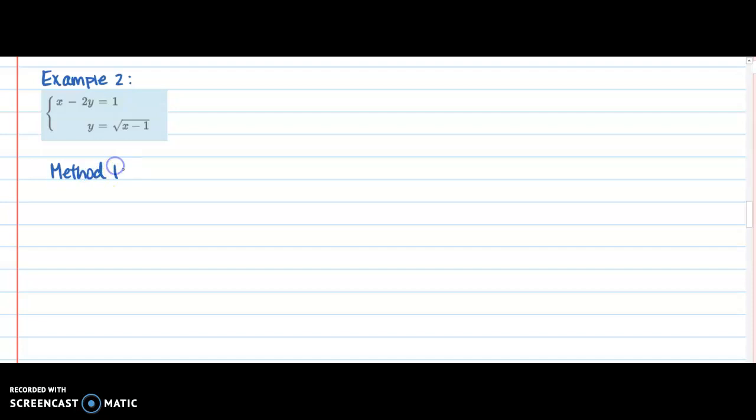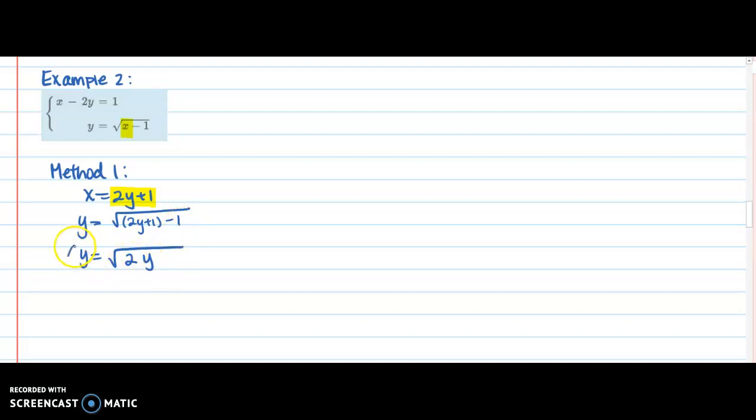So method 1, I'm going to substitute using x equals 2y plus 1. So that's the first equation. I'm going to take that expression and sub it in for x in the second equation. So that will give me y equals the square root of the quantity 2y plus 1 minus 1. Simplify the right-hand side a tad bit. That gives us 2y. 1 minus 1 will give us 0, so that cancels.